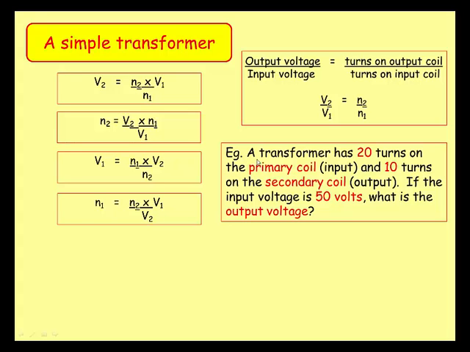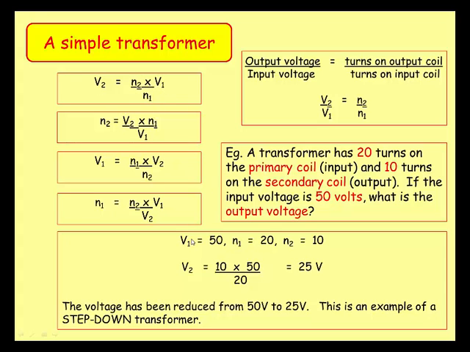Let's look, here's an example. A transformer has 20 turns in the primary coil, so N1 is 20. 10 turns in the secondary coil, so N2 is 10. Input voltage is 50, so V1 is 50. What's the output voltage? What we're looking for here is the output voltage V2. So we're going to use this equation here. Let's see what happens. So we know V1 is 50, N1 is 20, N2 is 10. How do you know that? Because I told you in the question. Duh.